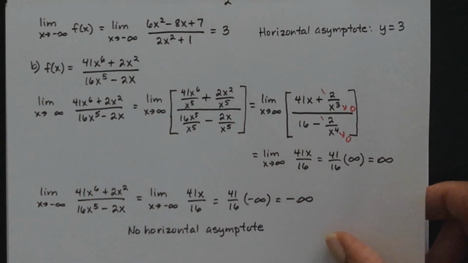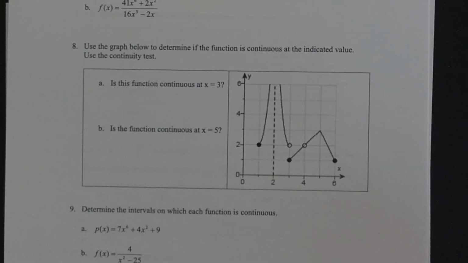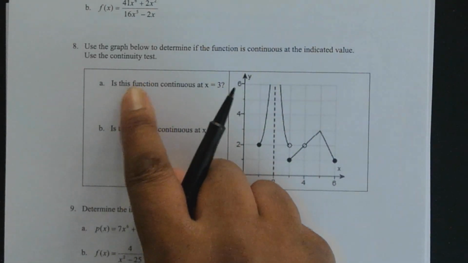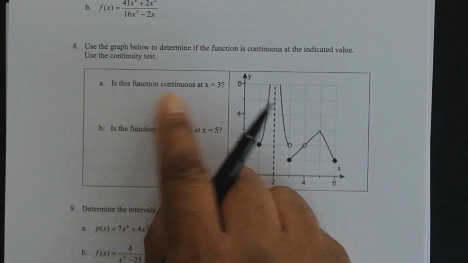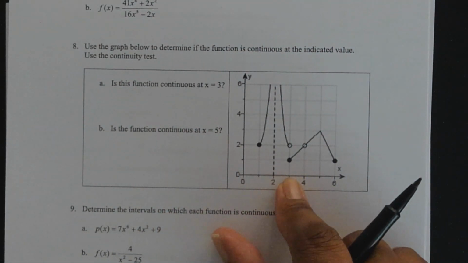All right, let's look at problem number 8. This is where we use the continuity checklist to determine whether a function is discontinuous at the indicated value. Okay, so here's the graph. So using the continuity checklist, we have to determine if the function is continuous at the indicated value. In part A, is this function continuous at x is equal to 3? Well, let's look at 3 right here.